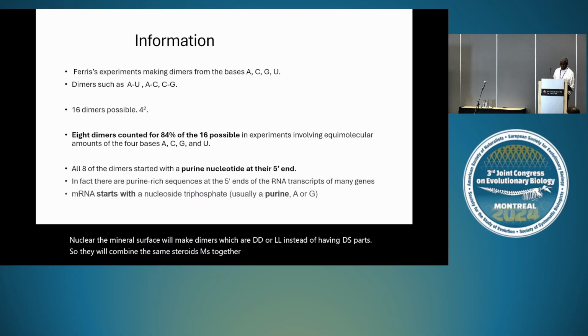Information: how does clay provide information? When he tried to make dimers of nucleotides, if you put equimolecular amounts of the 4 bases of RNA, A, C, G, and U, that would give you 16 dimers, 4 to the power of 2. But 8 dimers would form about 84% of the 16 possible dimers, and that's information, that's non-random. And also 8 of those dimers would start, all of those dimers would start with a purine nucleotide, either adenine or guanine. And in mRNA, in real life, the messenger RNA always starts with a bunch of purine nucleotides.